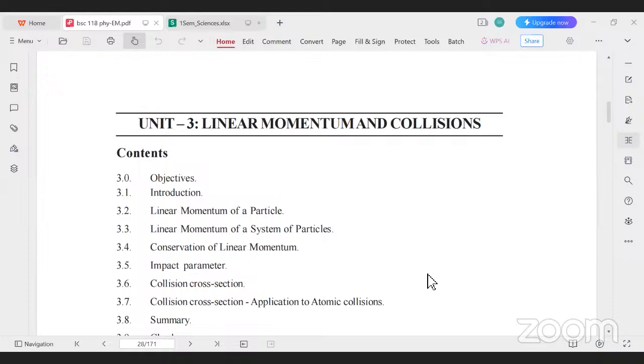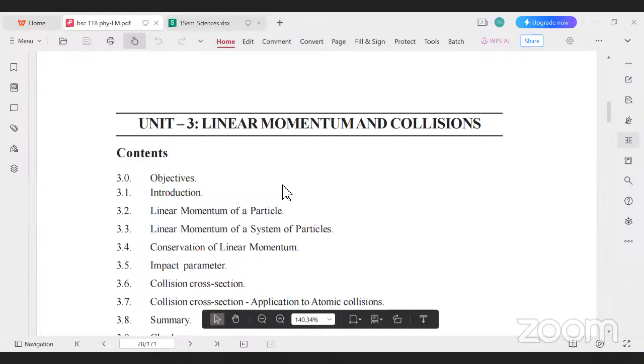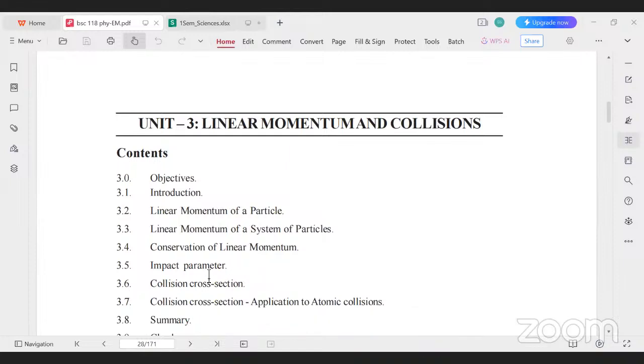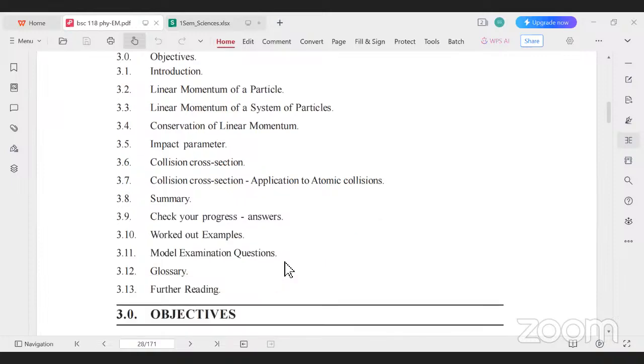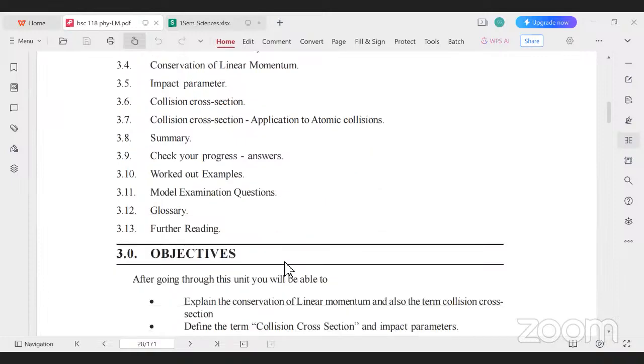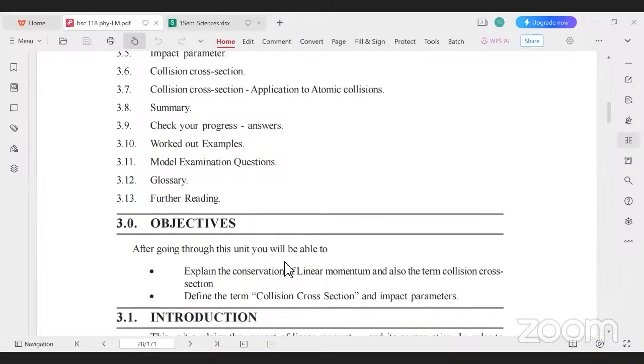So in this unit 3 we are talking about linear momentum and collision, and how both take place. Here we have linear momentum of a particle, of a system of particles, conservation of linear momentum, impact parameters, collision cross section, and application to atomic collision. These are the topics we need to discuss today. We are going to complete unit 3 completely today.